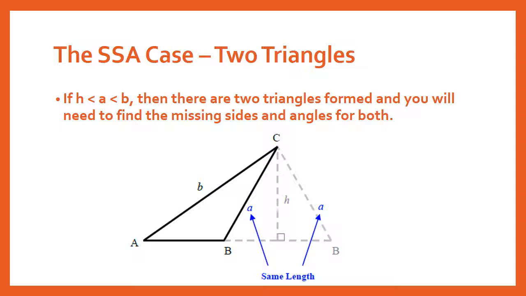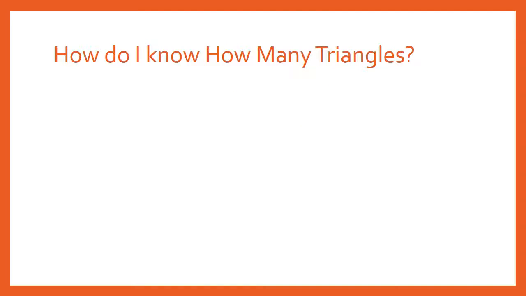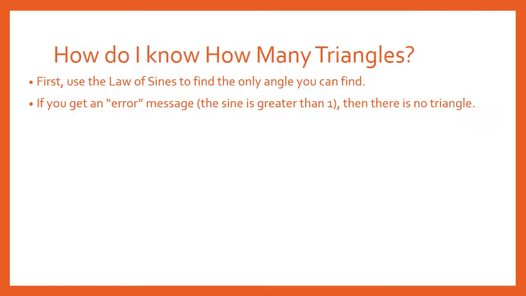Now, I know this sounds really confusing. So how do we know what we have? Well, first of all, use the law of sines to find the only angle you can find. You're going to be given an angle and a side opposite and then another side. There's only going to be one angle you can find, so try to find that first. If you get an error message in your calculator because the sine when you go to solve is greater than 1, that means you have no triangle and you're done.